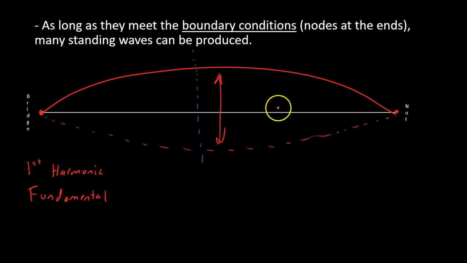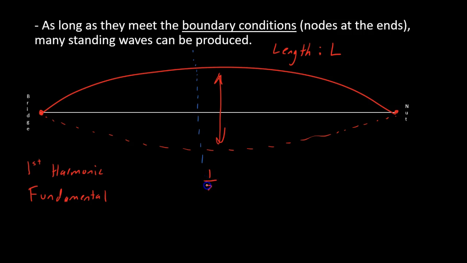If we assume that the length of the string is L, we're going to keep it nice and general so we can apply this to all different things. The length of the string is L. Okay, so from here to here is L. Remember, that therefore means the string is essentially L as well. Let's think, how many wavelengths are shown in this?